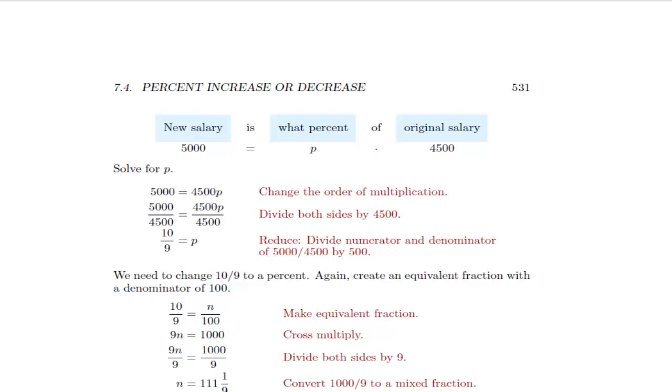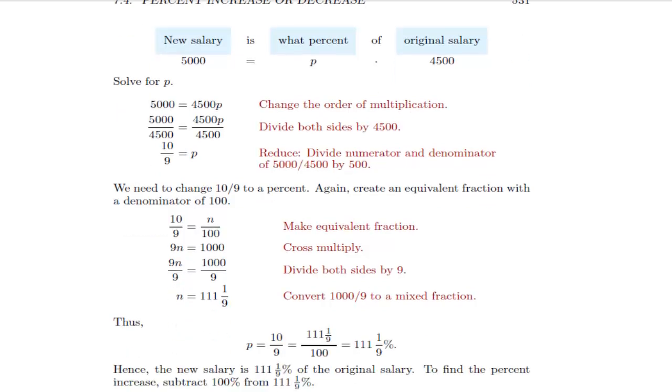We need to change 10 over 9 to a percent. Again, create an equivalent fraction with a denominator of 100. 10 over 9 equals n over 100. Cross multiply to get 9n equals 1,000. Then divide both sides by 9 to get n equals 111 and 1/9.